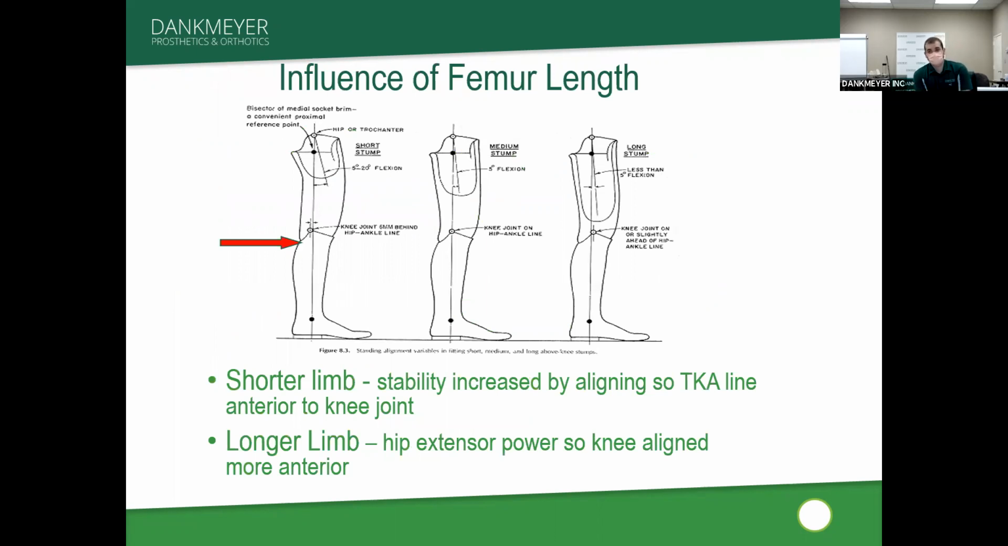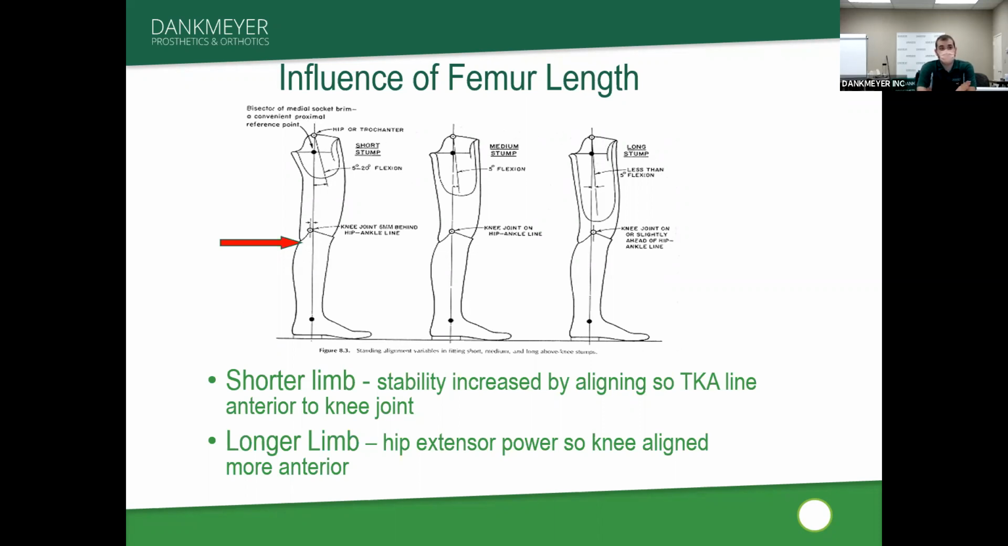So another thing that we have to consider when we're choosing a knee and how we're going to set that knee up is the length of the femur. As you have a shorter residual limb, you need to have increased stability provided by the prosthetic knee joint. That can be by selecting a more stable knee, or it can also be changed by how you set the knee up. And one of the things we can do is influence the stability of a knee by how we change the alignment and where the weight line falls through the knee.